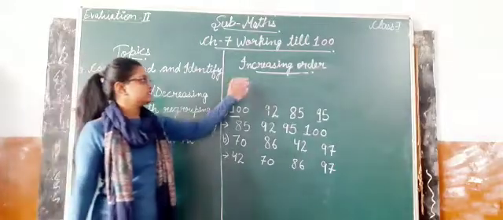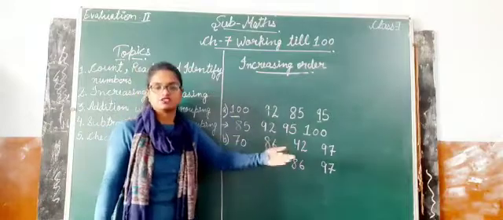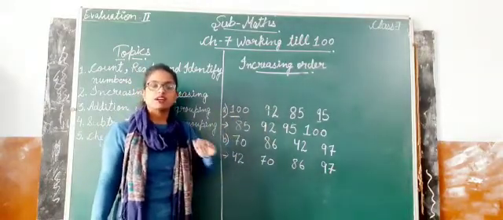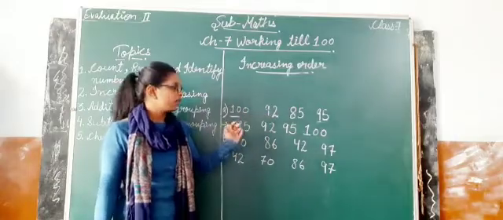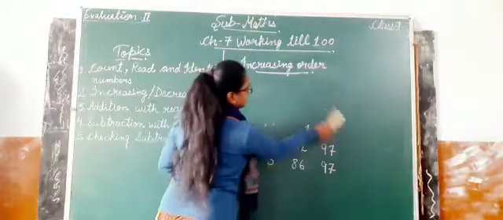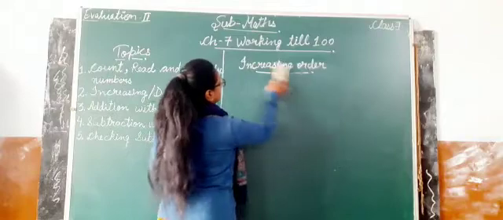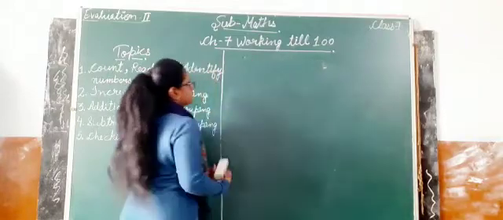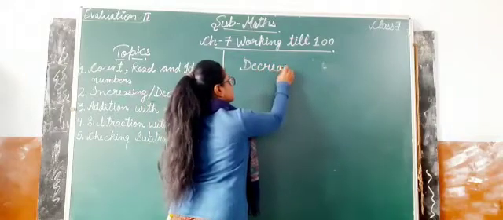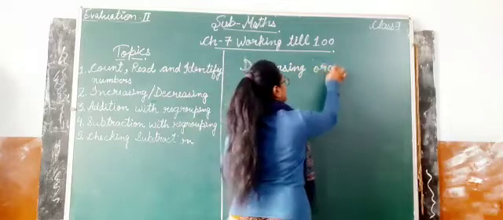So let me revise it once again. What is increasing order? Increasing order is going from the smallest to the largest. One by one, we increase a step ahead. That is increasing order. Now we will learn what is decreasing order.